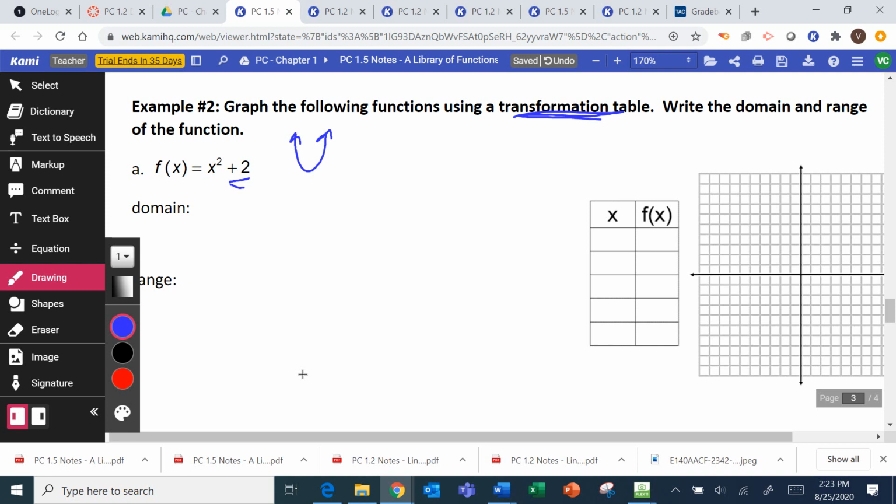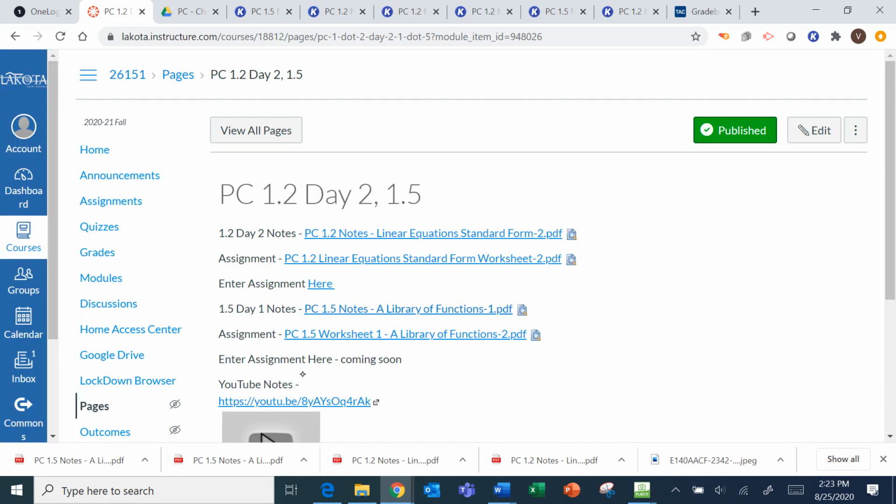Your assignment is, not everybody leaves in 2 minutes. Your assignment is the 2 worksheets. The first one, you guys had already started. It says on this day, there's 2 assignments. There's an assignment, and then later there's another assignment. The only thing that I don't currently have is where it says enter assignment here, and it says coming soon. That will be up soon. It just isn't up yet.